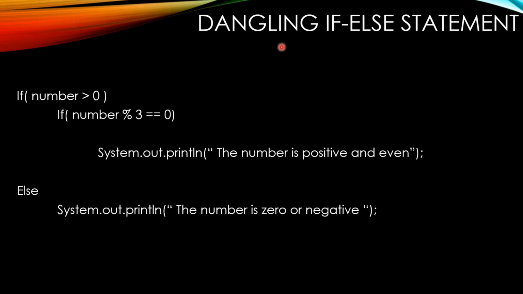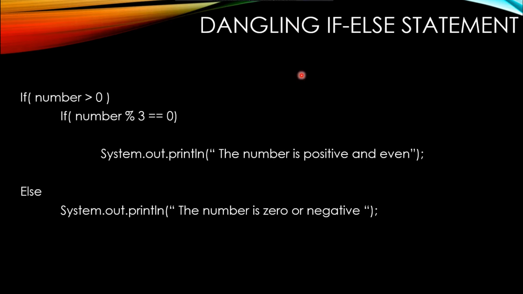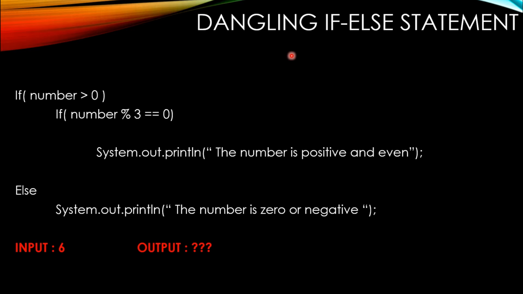But now tell me what happens if the input is 6. If you have guessed the output will be number is positive and even, then you were right. Why? Because when you get here, 6 is greater than 0, and you get here, 6 mod 3 is equal to 0. It's true as well. 6 is divisible by 3. You fire the statement. Now tell me what happens if my input is 5.